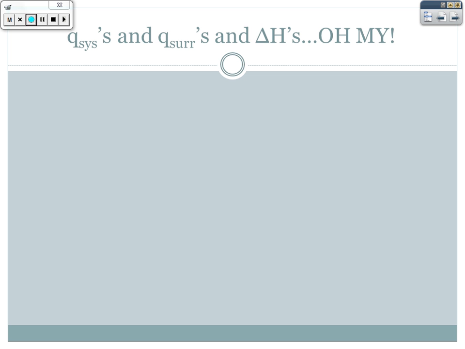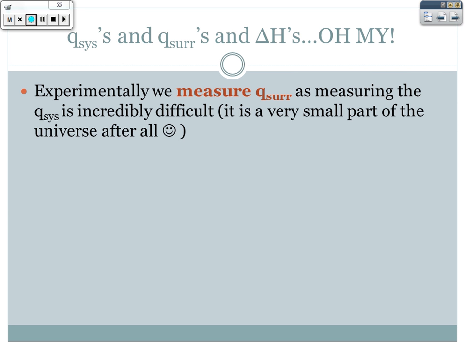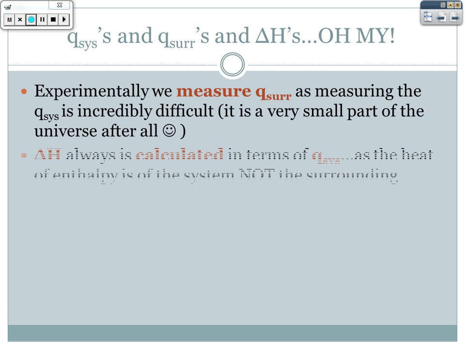Q system, Q surroundings and delta H, oh my, that's a lot of confusing terminology, so let's take a look at it and figure out how some of them wind up being negative. Experimentally, we measure the Q of the surroundings, like I said, because measuring the Q of the system is incredibly difficult. It's a very small part of the universe.